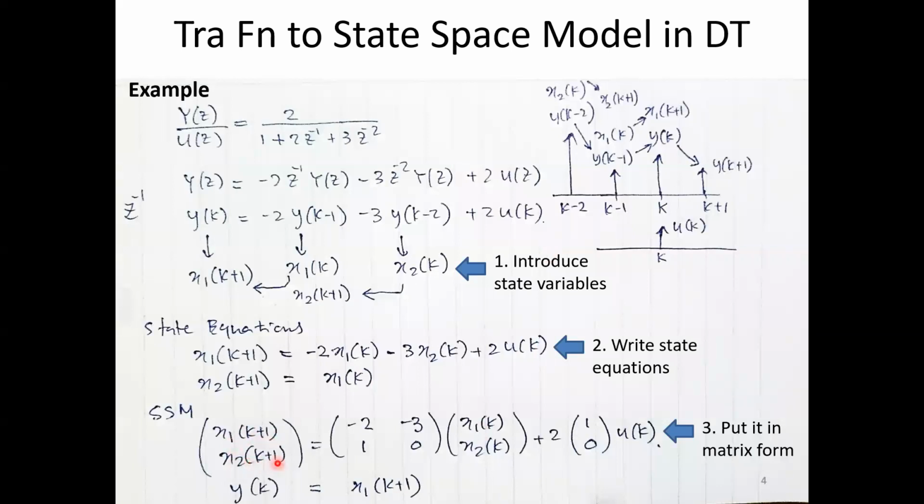x1k plus 1, x2k plus 1, like that, x3k plus 1. All of these x1 to xn state variables, their values at time k, their values at time k plus 1. Okay, so that is what the state space model is in discrete time. And depending on what you want to measure as your output, you need to write down this equation manually.